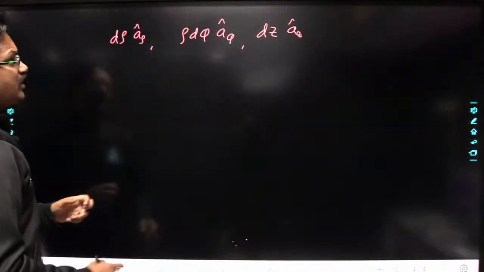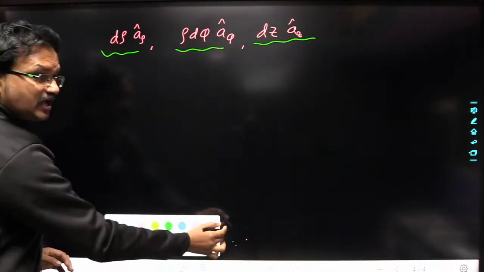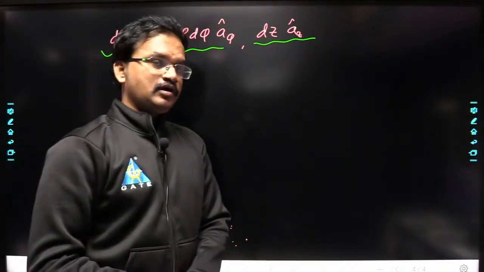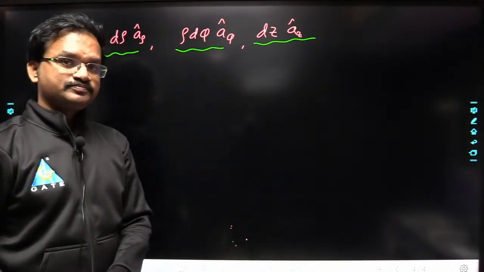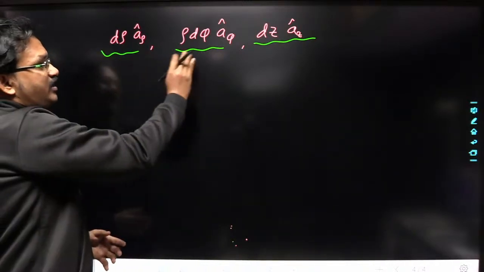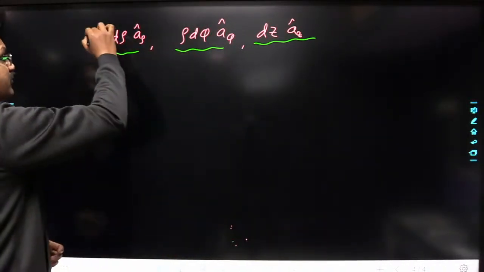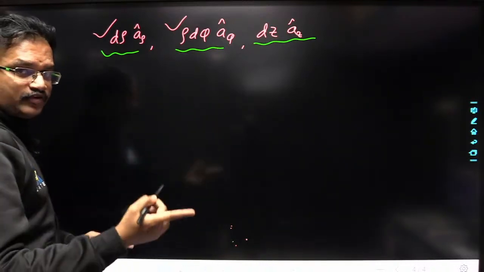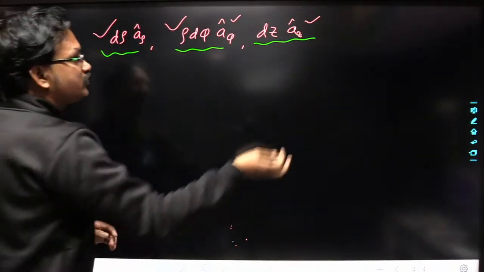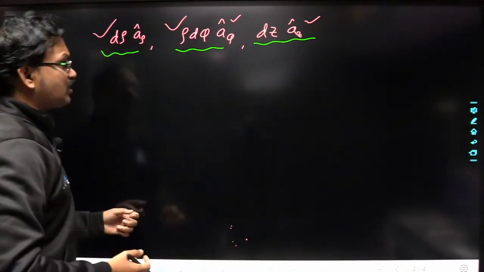Now here you have 3 differential lengths. With the help of these 3 differential lengths, how many differential areas can you form? If you do the cross product between any 2 differential lengths, you get 1 differential area. So with 3 differential lengths, you can form 3 differential areas. If you do the cross product between d rho a rho cap and rho d phi a phi cap, you will get 1 differential area. The cross product between rho d phi a phi cap and dz az cap gives another differential area. And the cross product between dz az cap and d rho a rho cap gives another. Now we will see what those differential areas are.